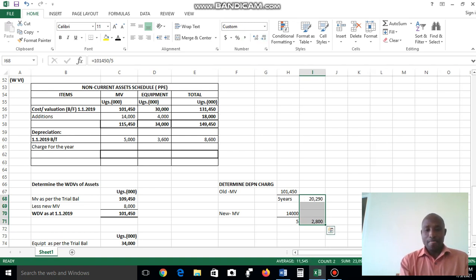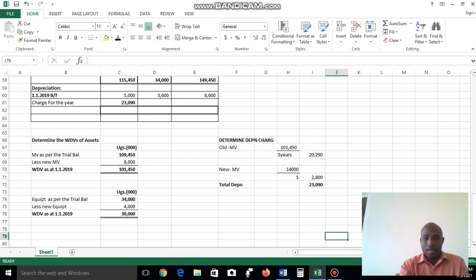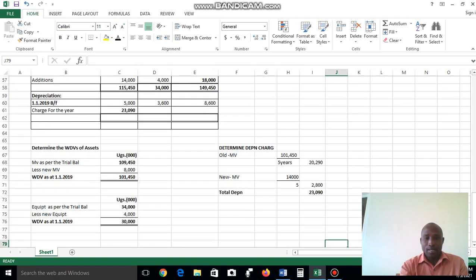So now here, we get the total depreciation for all motor vehicles, whereby we add this one to that one. This is now our depreciation to be taken to the PPE, which is 23,090. Good. So that is for the motor vehicle. Then we go and compute that for the equipment.